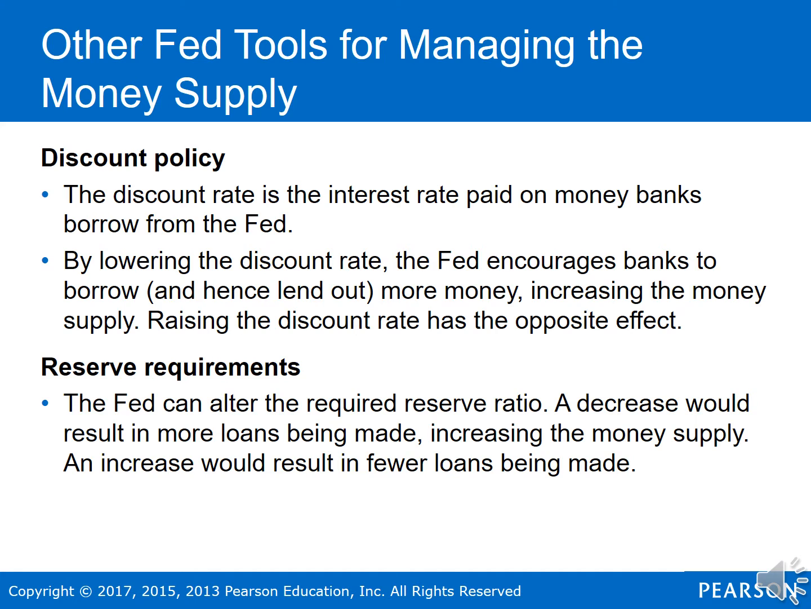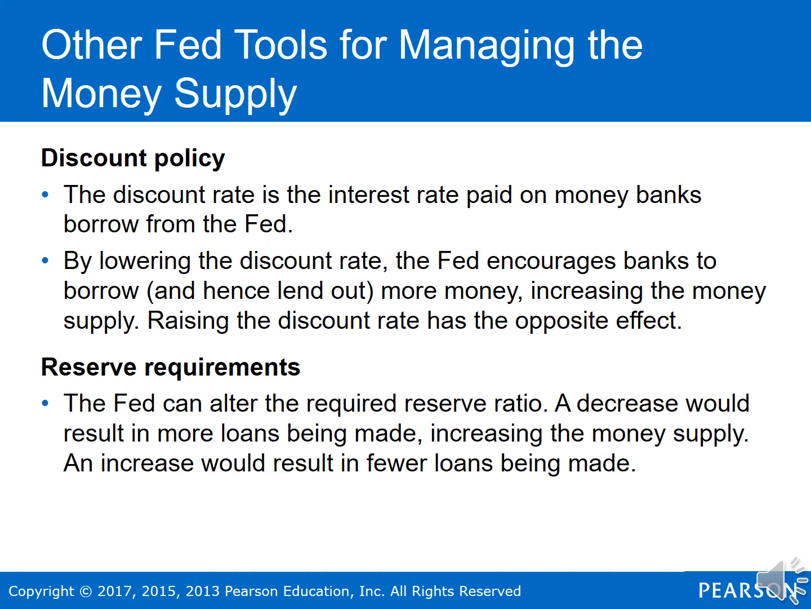So when the Federal Reserve lowers the discount rate, the Fed encourages banks to borrow, hence lend out money, increasing the money supply. When they raise the discount rate, they're going to discourage banks from borrowing and from lending out money. So you're going to have less money. It's going to decrease the money supply.